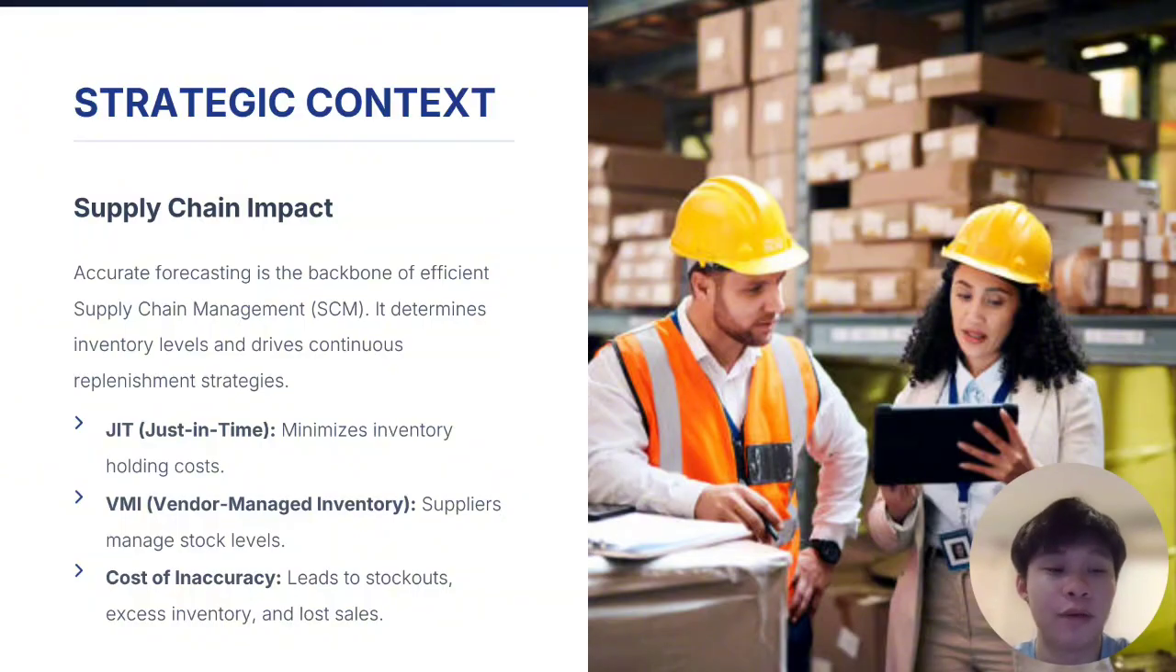Second is VMI, vendor managed inventory. This means suppliers manage stock levels. Third, cost of inaccuracy. This problem leads to stock out, excess inventory, and lost sales. So when inaccuracy happens, these are the consequences.